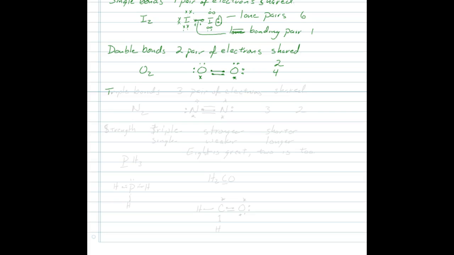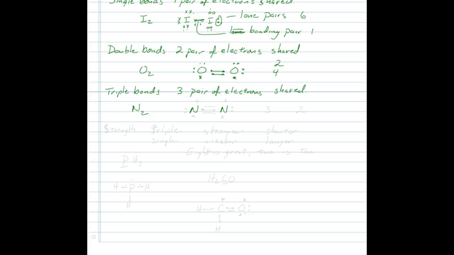And then we have triple bonds, which is the highest you can go. You cannot have 4. Where you have 3 pairs of electrons that are shared between 2 atoms. An example would be nitrogen, N2. So you have N and N.